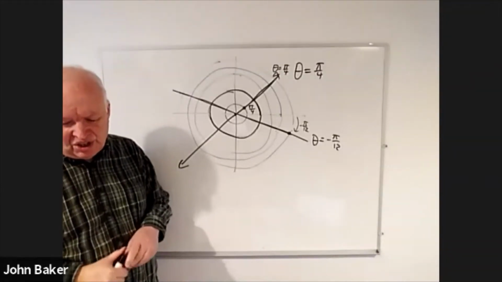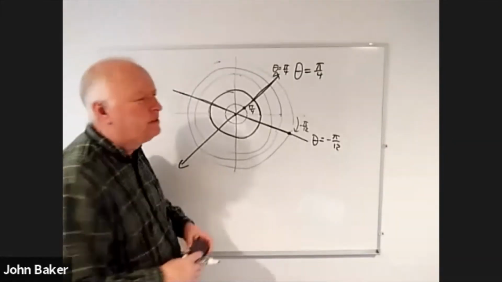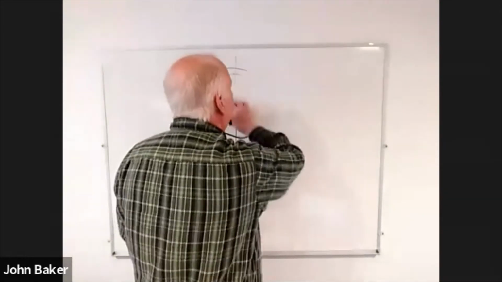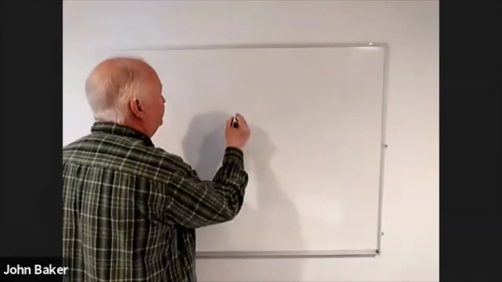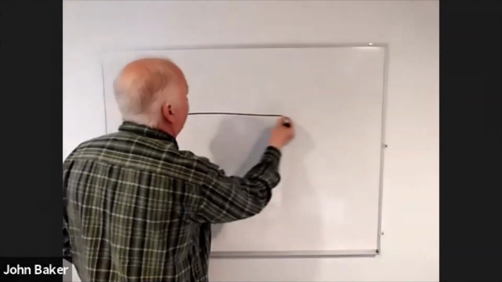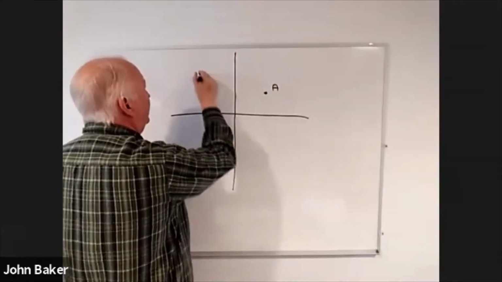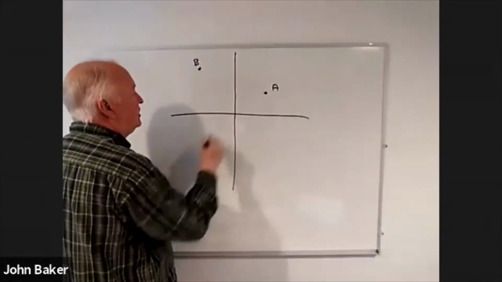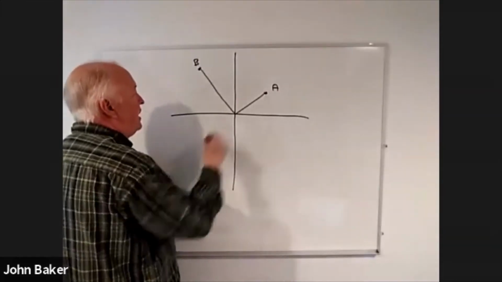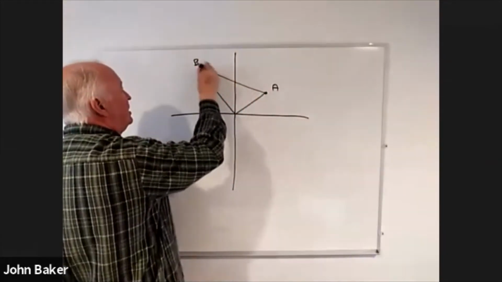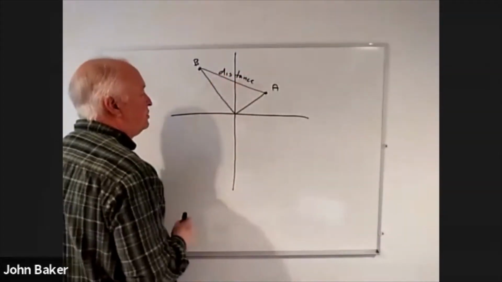I want to conclude this section with how we find the distance between 2 points. Here's point A, here's point B. I'll just connect them like this. And then the distance is the length of the hypotenuse.